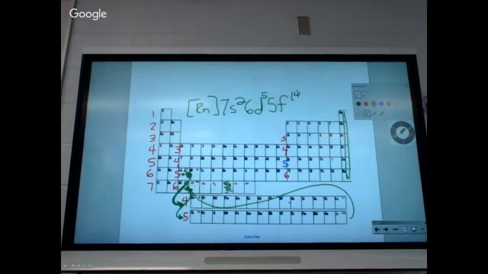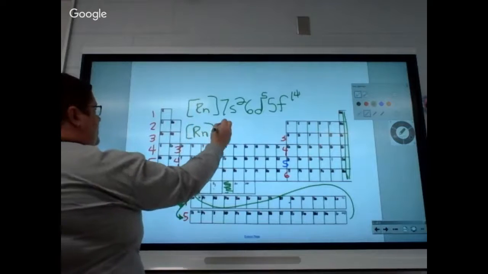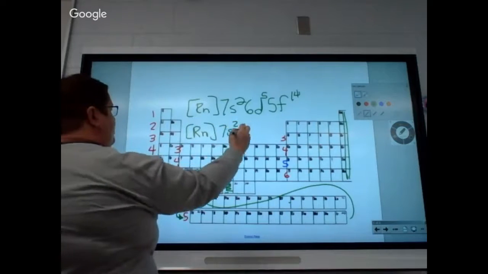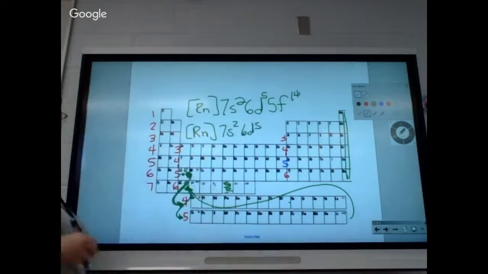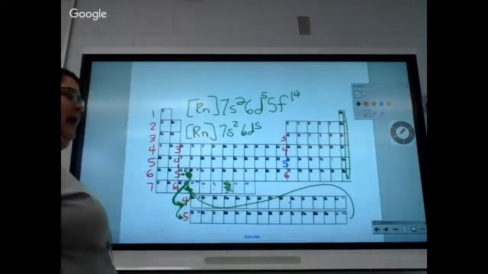You can skip it, and some people do. The hazard in skipping it is that some people write 7s2, 6d, 5, and they never fix it. And the way you can check to make sure you're not wrong is add. So what number of electrons does Rn have?